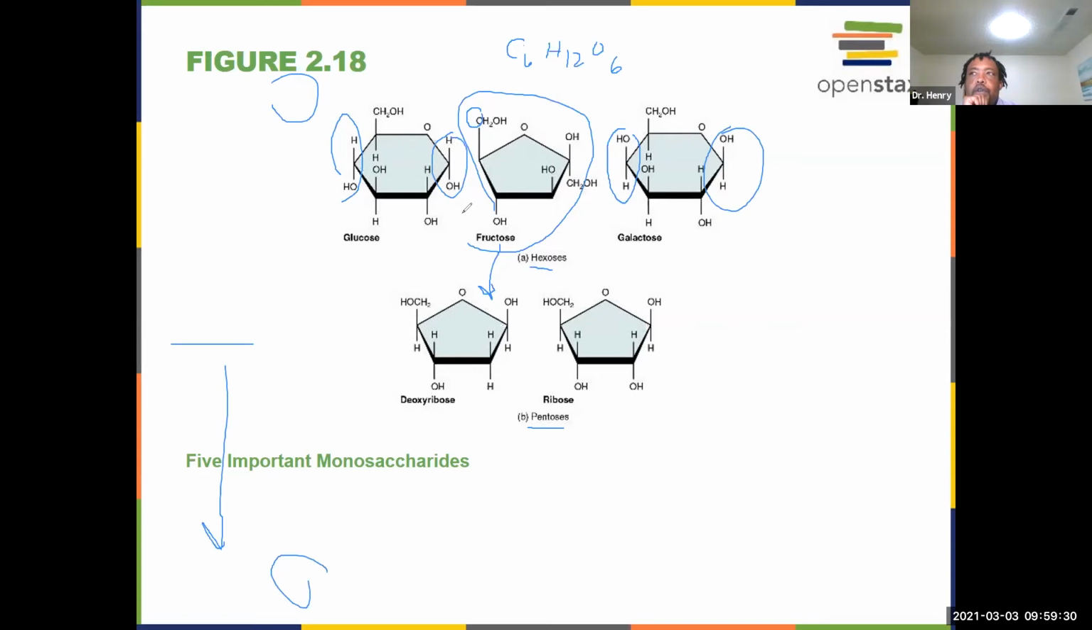Okay, so all of these guys here have the same chemical formula, C6H12O6, but structurally they're different. So these guys are considered to be isomers of each other. Iso meaning same, mers meaning that they have the same formula, right? But structurally they're different, and they're going to behave differently in your body.